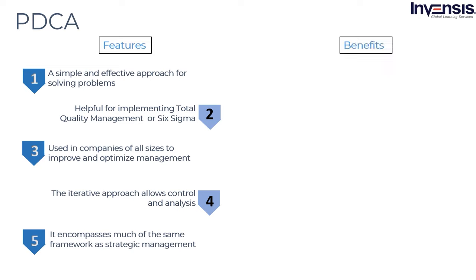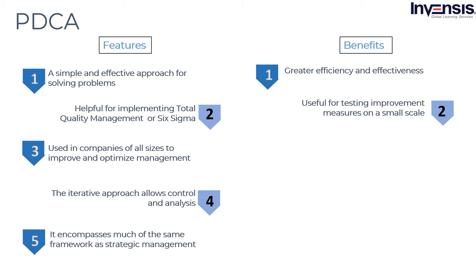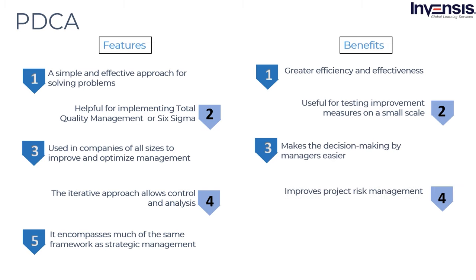Many organizations make use of PDCA to enhance their internal and external processes. They often deploy the PDCA methodology to minimize errors and maximize outcomes. The other advantages are: PDCA has greater efficiency and effectiveness, and is useful for testing improvement measures on a small scale. It also makes decision-making by managers easier. Upon that, it improves project risk management and can be helpful in all situations.